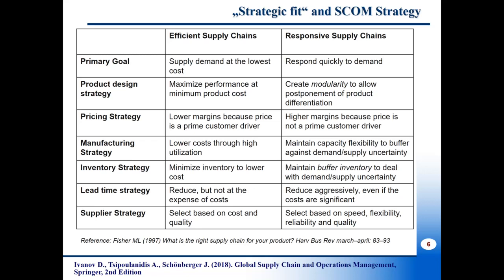Efficient supply chains concentrate mainly on lowering cost via high capacity utilization, minimizing inventory, and contracting suppliers from low-cost countries. Accordingly, margins are kept at a low level. Lean supply chain strategies also try to reduce lead times, but not at the expense of higher costs. While choosing a strategy, it is sometimes advisable to go for a mixed approach, mixed between efficient and responsive.